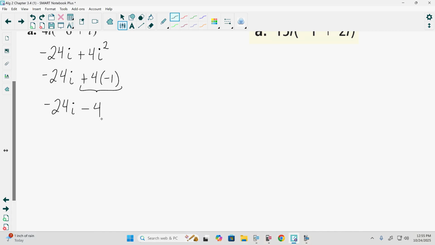So all that means is we're going to put the negative 4 first and put our negative 24i second, a plus bi, where our value of a is negative 4 and the value of b is negative 24 in the form a plus bi.